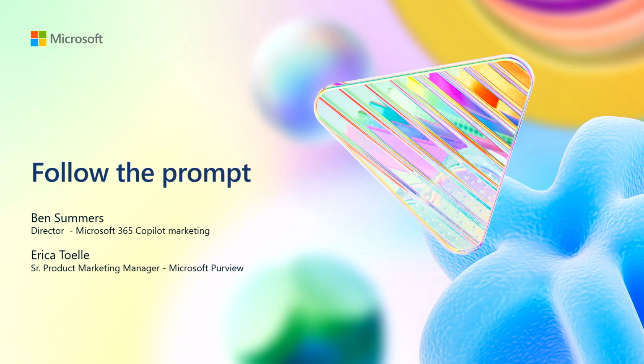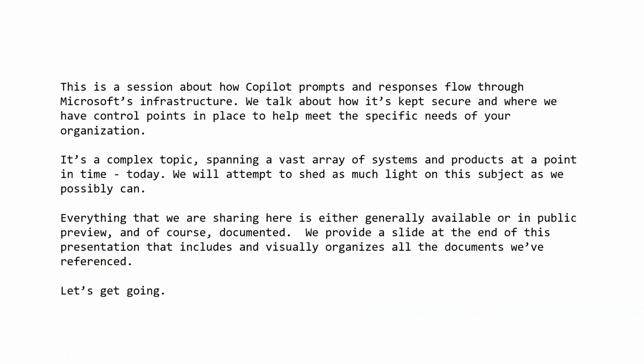And I want to start this session off with what looks like a little bit of a legal disclaimer, but it's probably more of what I might call a marketing disclaimer. This session is really going to be about how Copilot prompts flow through our infrastructure and how responses come back to us. We're going to talk about how we keep things secure. We're going to talk about where you have control points to actually help you meet the specific needs of your organization. And we know, right, this is a pretty complex topic.